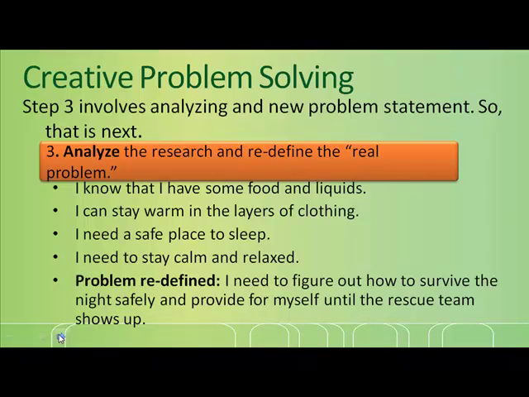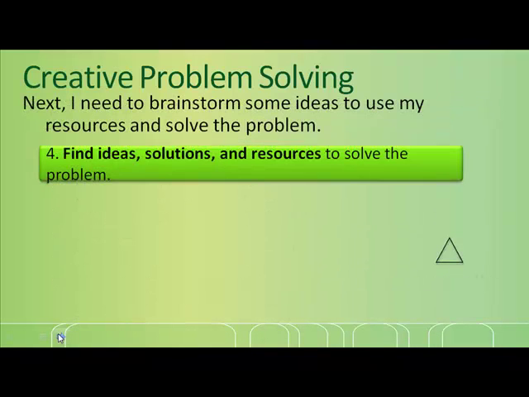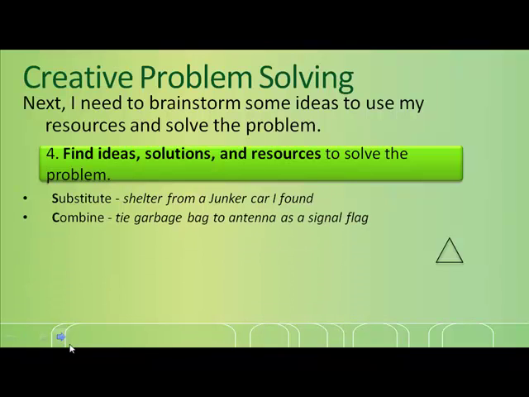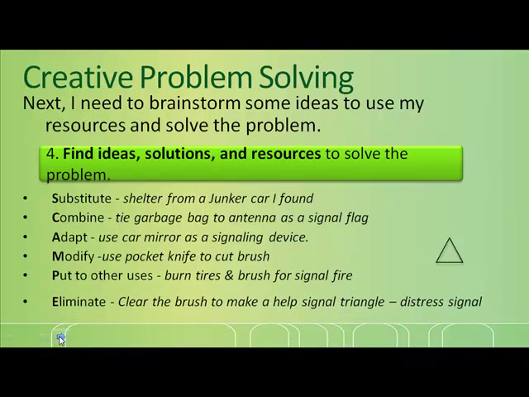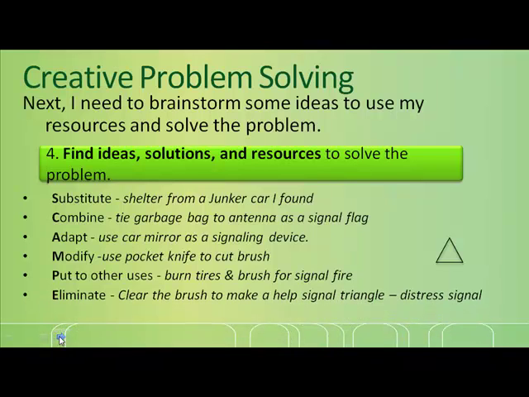Next, we're going to brainstorm, and I'm going to give you examples of the SCAMPER steps. So substituting might be shelter from a junker car I found. Combining would be using a garbage bag tied to the antenna as a signal flag. Adapting is using the car mirror as a signal device. Modify, use the pocket knife to cut brush. Put to other uses, burn tires and brush for a signal fire. Eliminate, clear the brush to help make a signal triangle, a distress signal. And reverse, use the tire engine to move soil or plant roots looking for additional water.